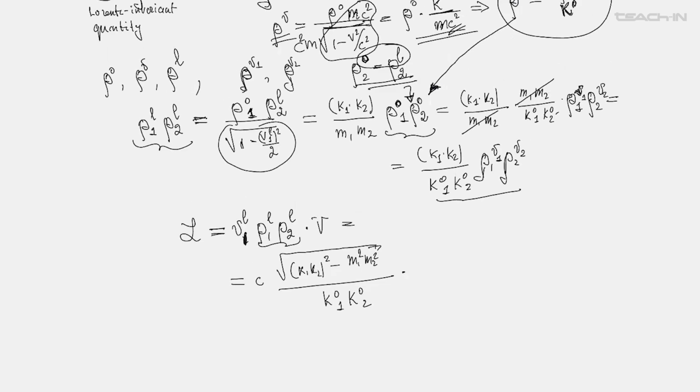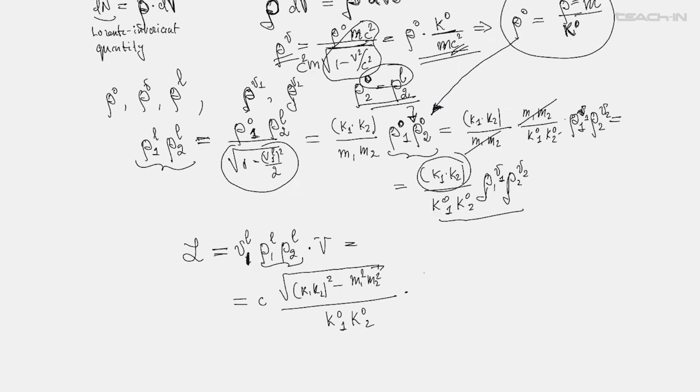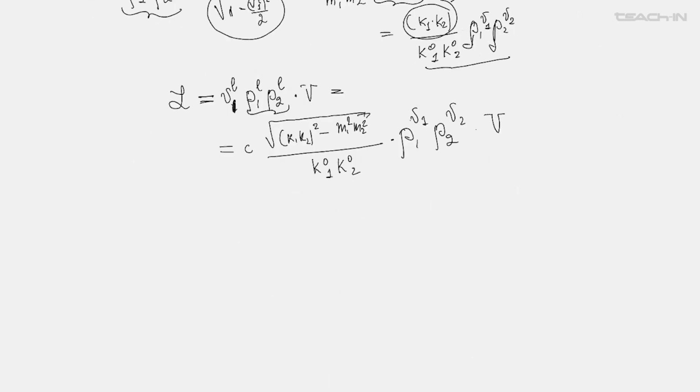Right. So K1, K2, which was in the denominator, cancels out with K1, K2, which will be in the numerator. K01, K02, I have already written down. And so what is left over is ρ1 V1, ρ2 V2, and the factor of volume V. So this is luminosity as written down via the quantities related to the first and the second beam.